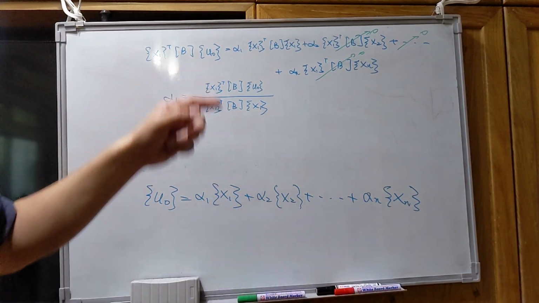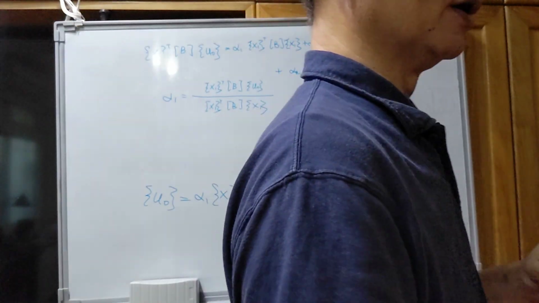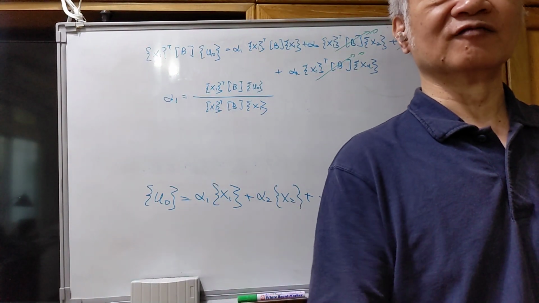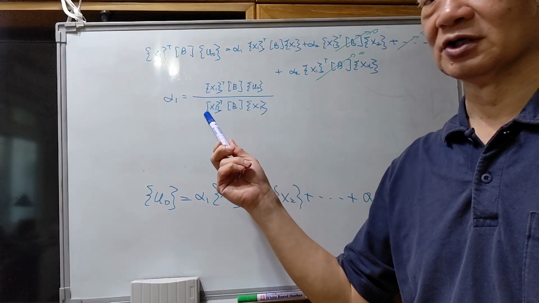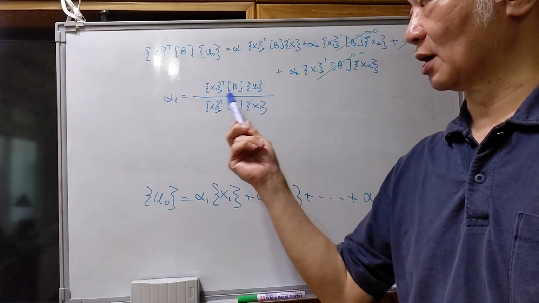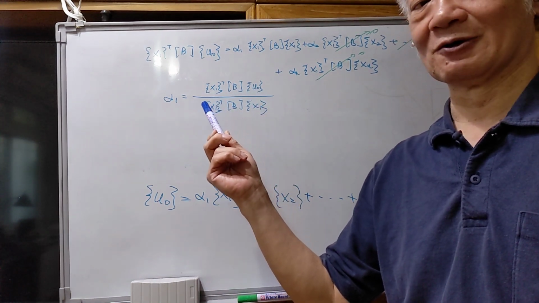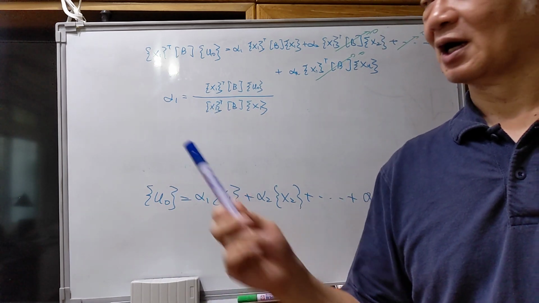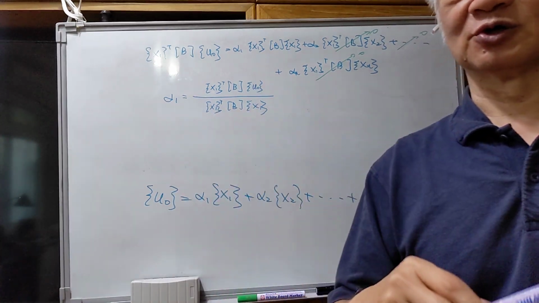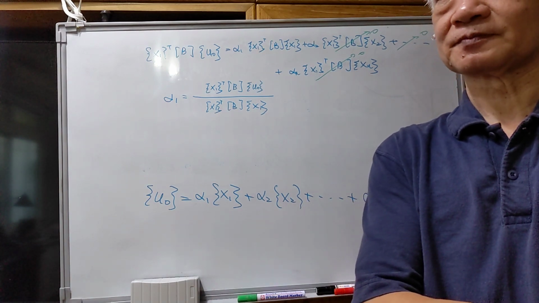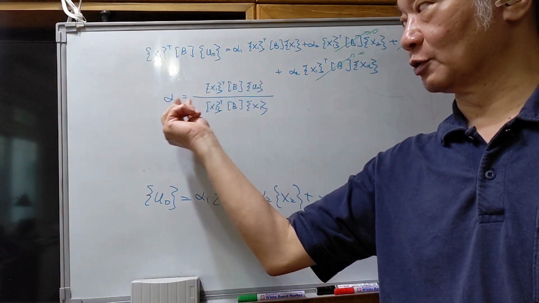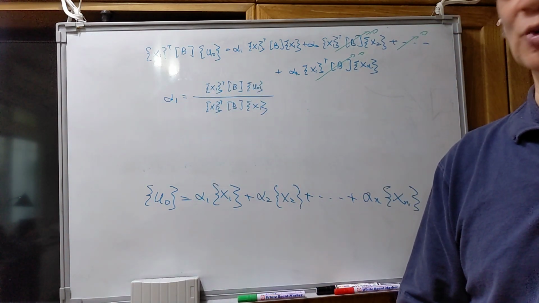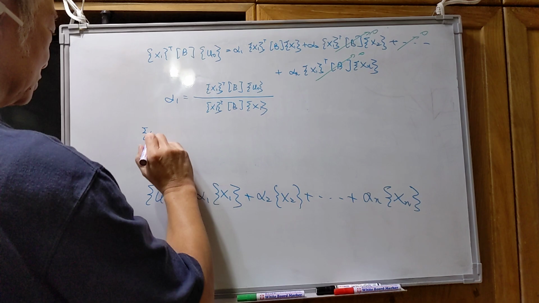If you have done the normalization of the eigenvector, then for x1 we will require this value to equal 1. But I will still write this formula. So even if you didn't do the normalization, you can still use this formula to get the alpha 1. Okay, so we can get another vector which is called the u0 prime.